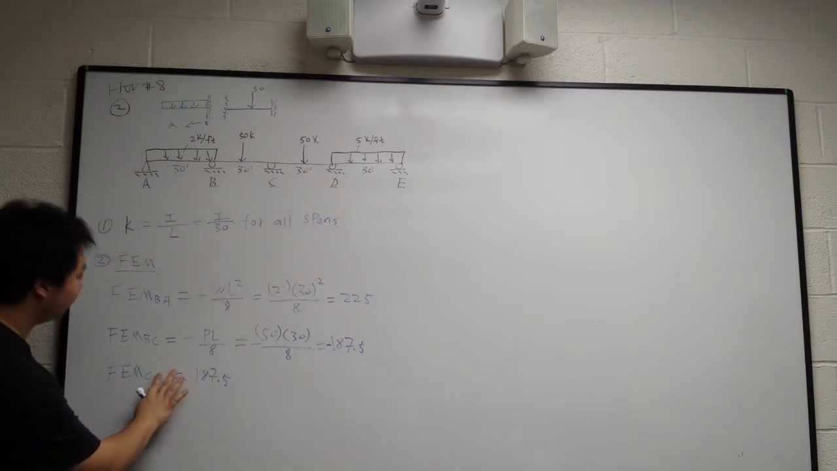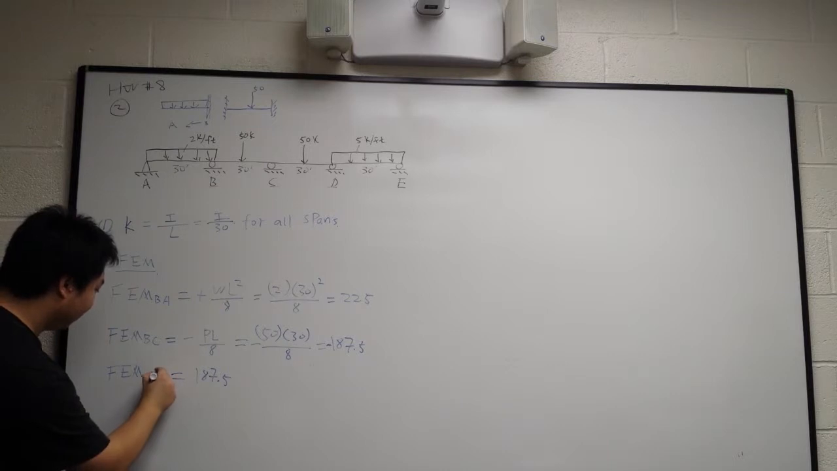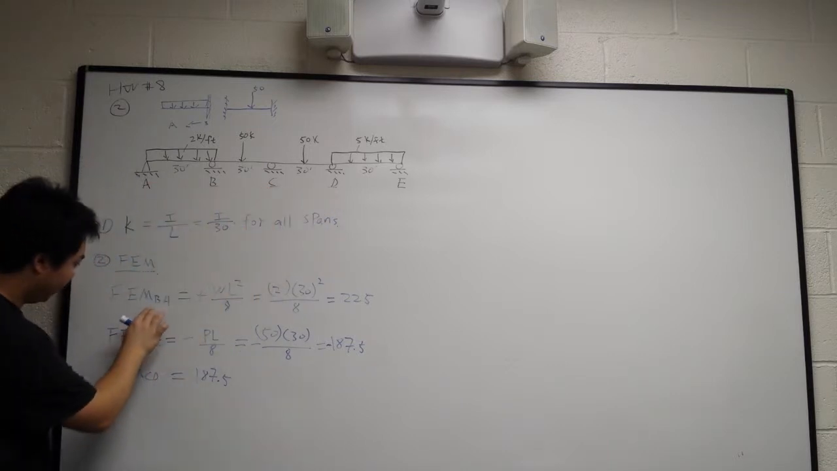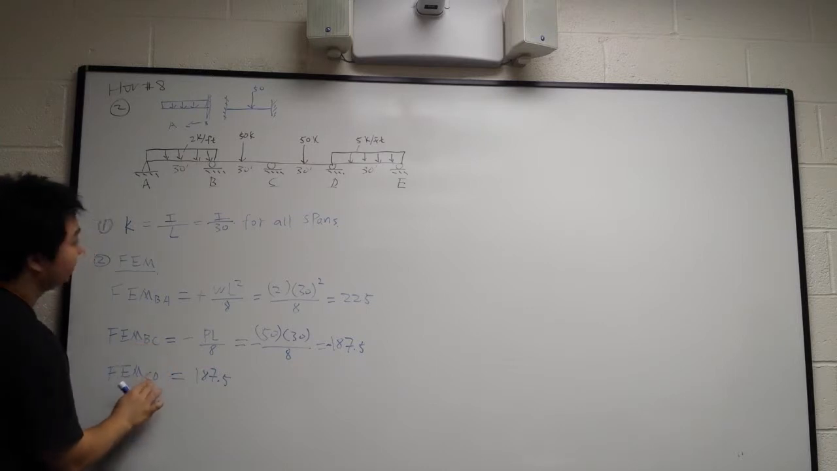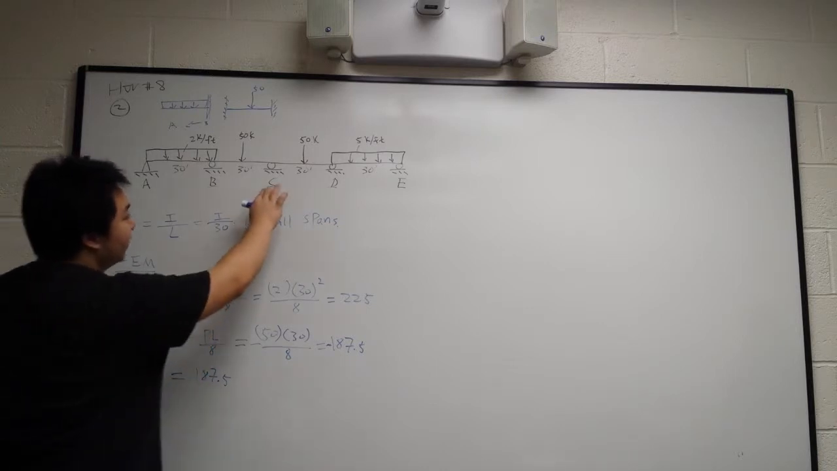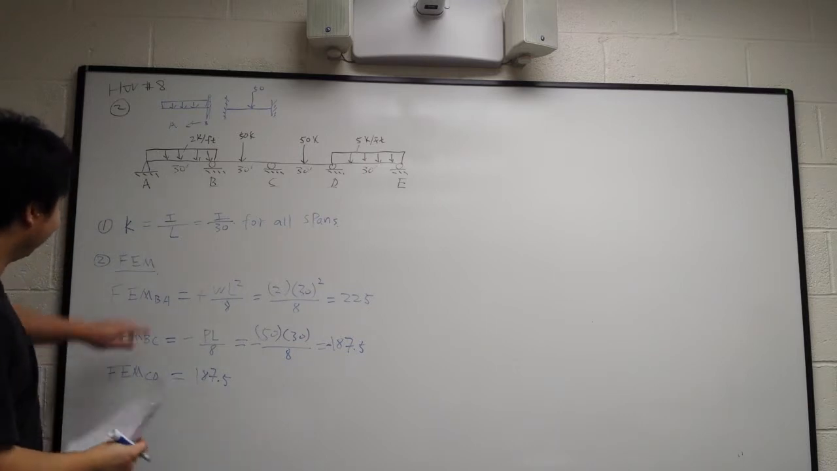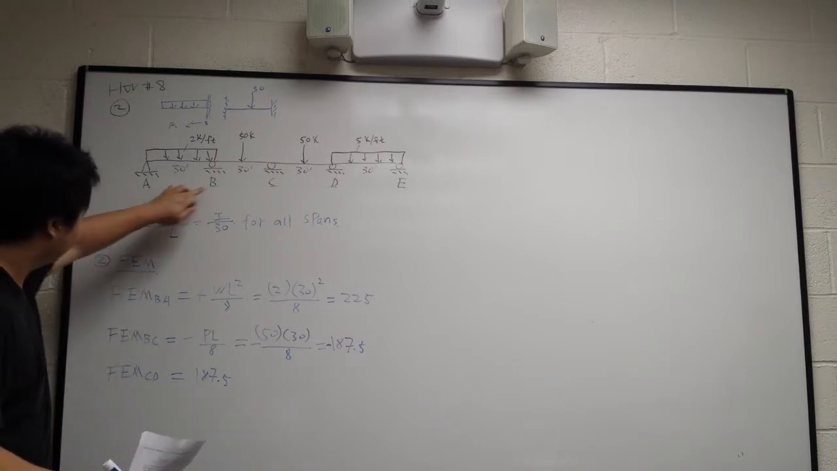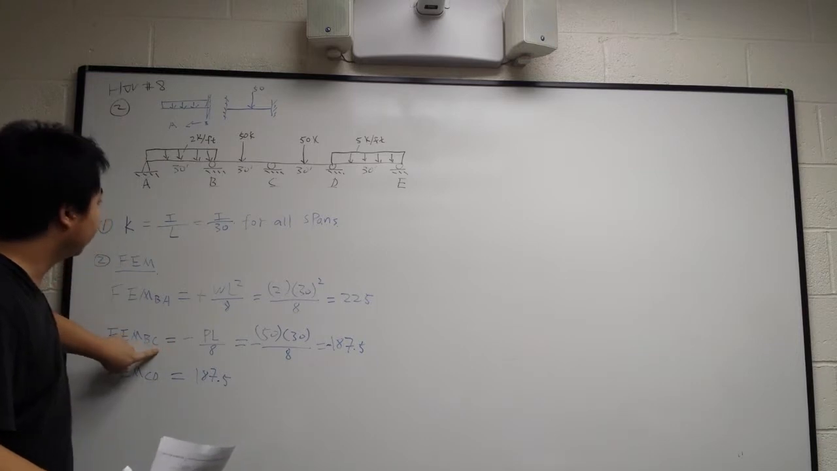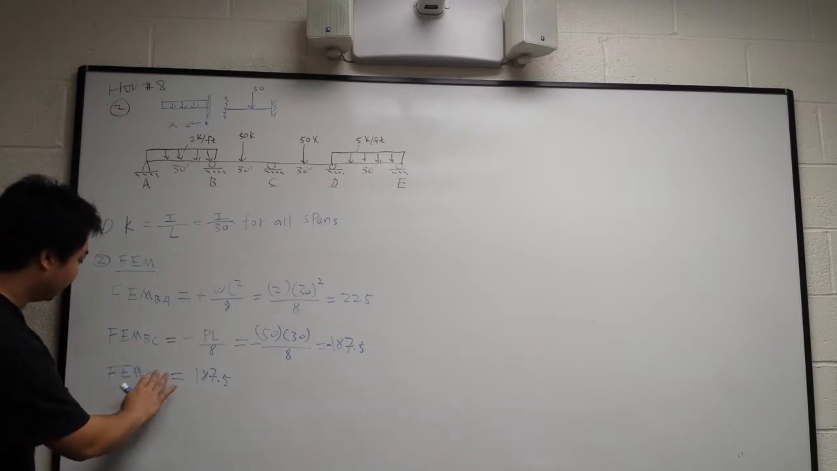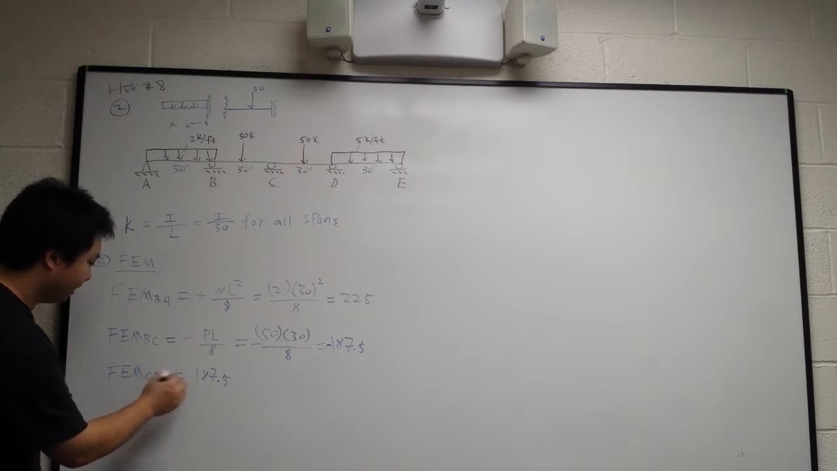CD or CB? CD. BA, BC, CD, yeah. So it is from left to right. BC, negative. So you forgot CB? So this one is CB. Yeah, it is CB.